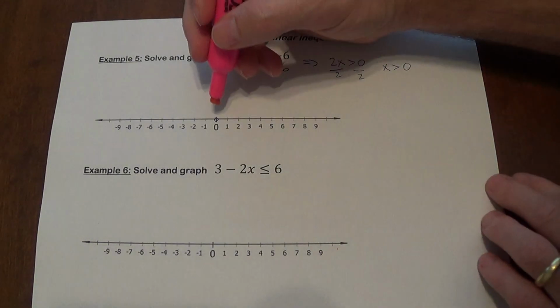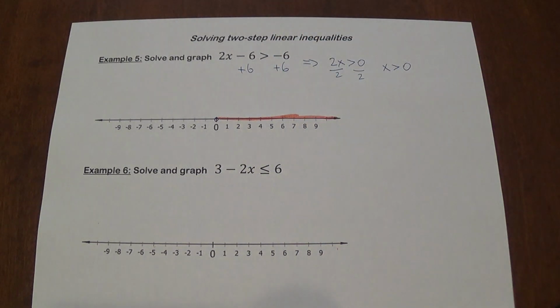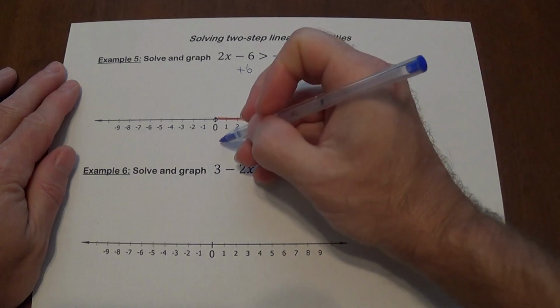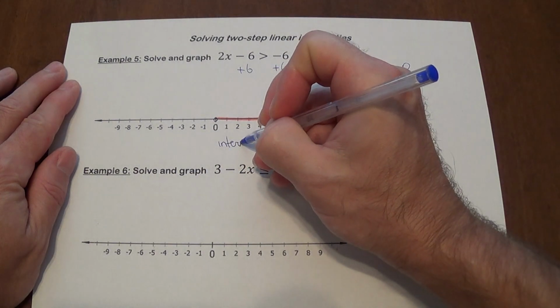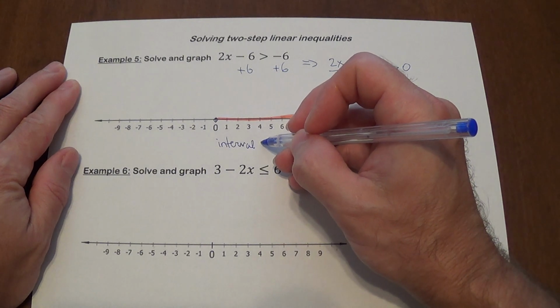I want to address one more thing. Sometimes you need to write the solution to an inequality using interval notation. So that's an interval going from the leftmost point to the rightmost point.